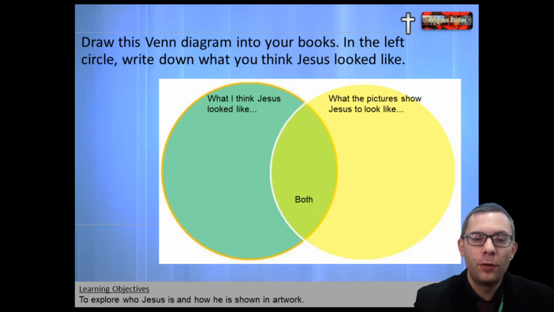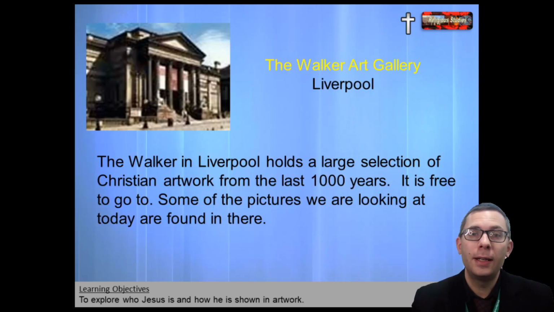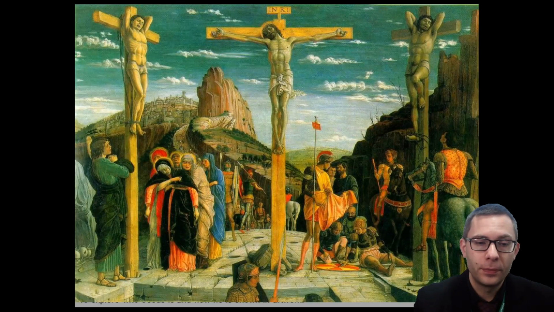Okay, so I'm really fortunate myself to live in Liverpool, and Liverpool has a famous art gallery called the Walker Art Gallery, and in that there is a lot of religious paintings. In fact, it's got a very large selection of Christian artwork that dates over 1,000 years. It's free to go to, and some of the pictures that we're going to look at today have been taken from there. So, this is our first picture of Jesus.